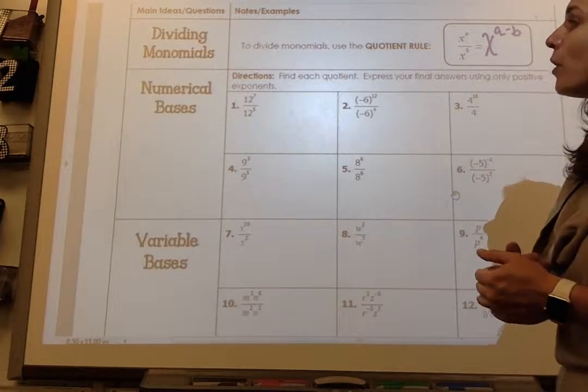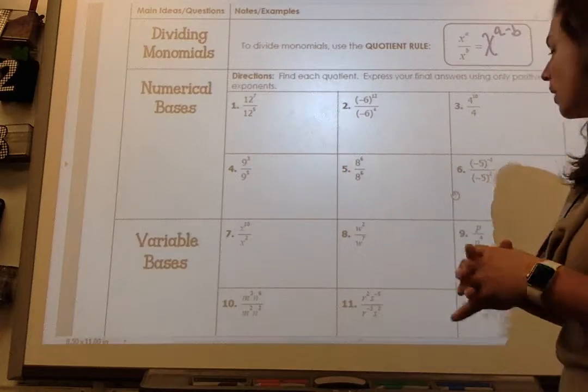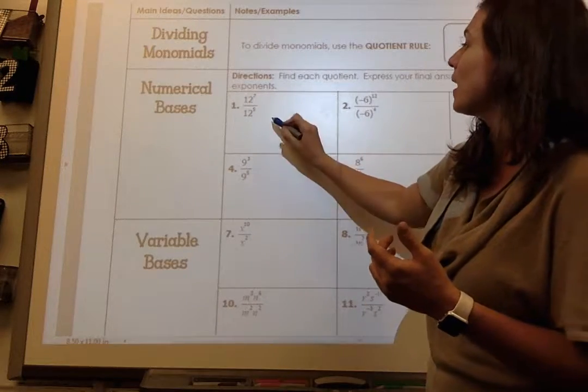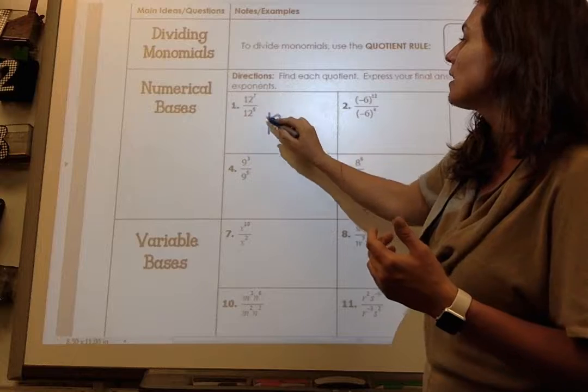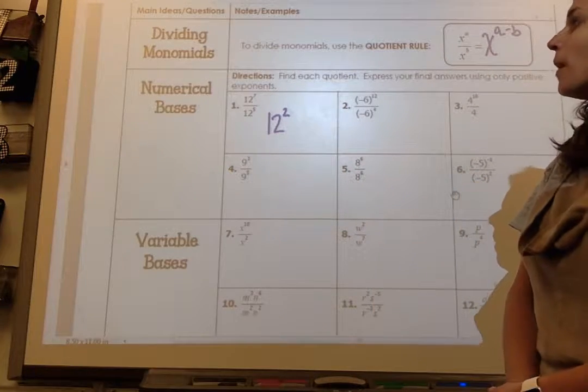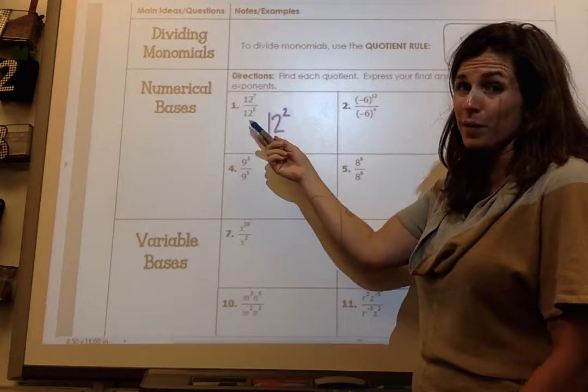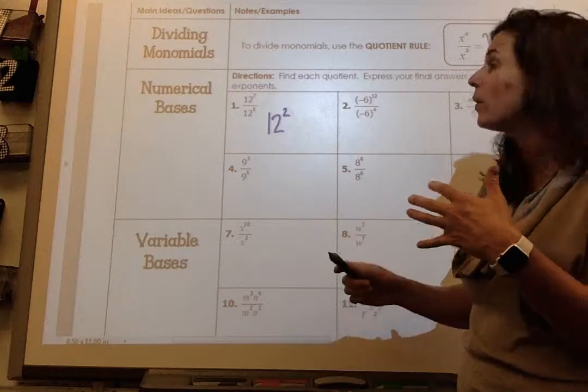So for number one, these are all numerical bases. They're still monomials. They're still one term. So I'm going to keep the same base, which is 12, and 7 minus 5 is going to be 2. So it's 12 squared. A lot of times what happens is students want to just divide 12 divided by 12 to give you 1, but that's not what we're doing here.